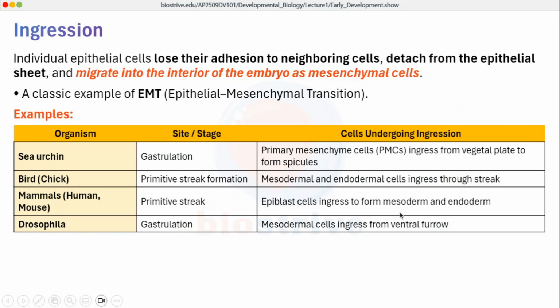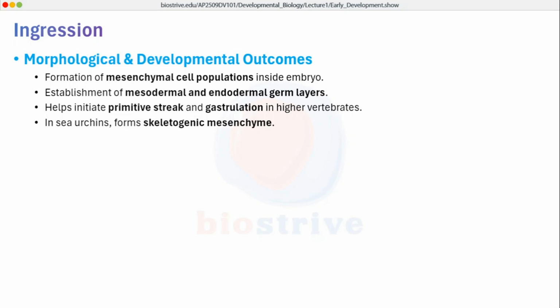An example of ingression can be seen in sea urchins in the process of gastrulation itself, where primary mesenchymal cells, PMCs, ingress from the vegetal pole to form spicules. In the chick embryo, at primitive streak formation, some mesodermal and endodermal cells ingress through the primitive streak. There will be formation of mesenchymal cell populations inside the embryo, and establishment of the mesodermal and endodermal germ layers. It will help in the initiation of the primitive streak. In sea urchins, there will be the formation of skeletogenic mesenchyme.